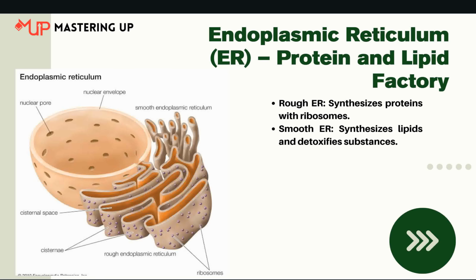The other organelle is the endoplasmic reticulum, which is the protein and lipid factory. The endoplasmic reticulum comes in two forms, rough and smooth endoplasmic reticulum. The rough endoplasmic reticulum, which is studded with ribosomes, is where protein synthesis occurs. On the other hand, the smooth endoplasmic reticulum is involved in the synthesis of lipids and detoxification of harmful substances, helping the cell to maintain balance.